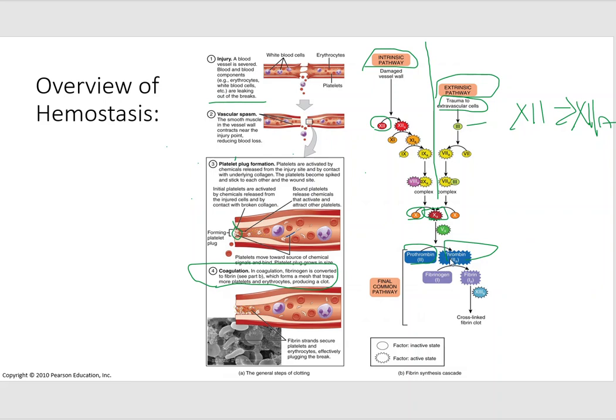Thrombin is going to take fibrinogen, which is factor 1, and activate it into factor 1A. And remember, there's the calcium 13A. That's the one that's going to cause the cross-linking of it.